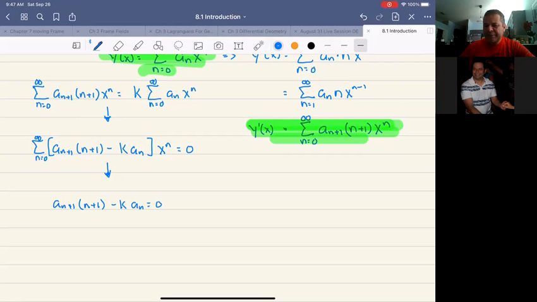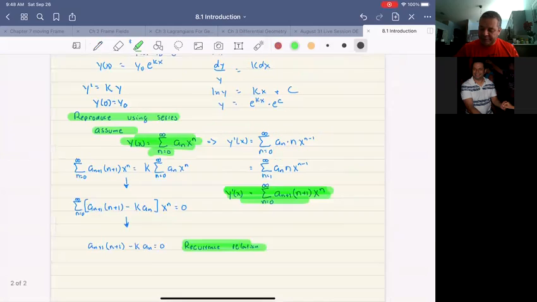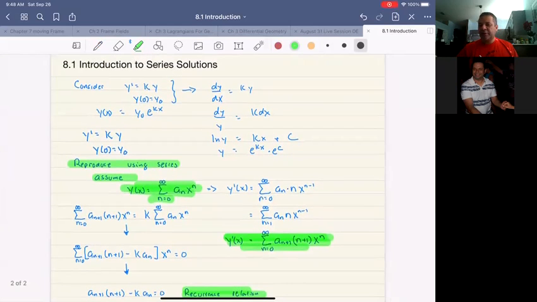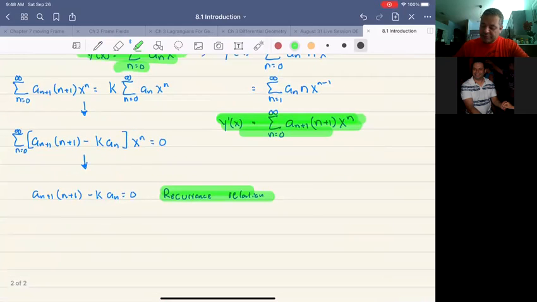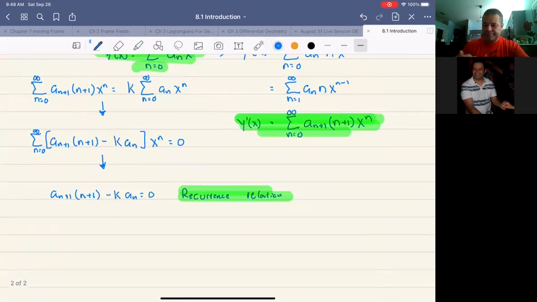Okay, and this equation is called a recurrence relation. Basically, the recurrence relation is a relationship between the terms of a series that is going to give you the solution. To be perfectly honest, this is the way that in practice most differential equations are solved, at least as I've seen them. So this is actually something we're going to use a lot in your career.